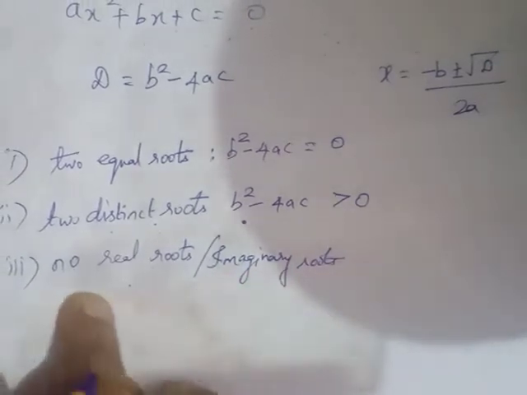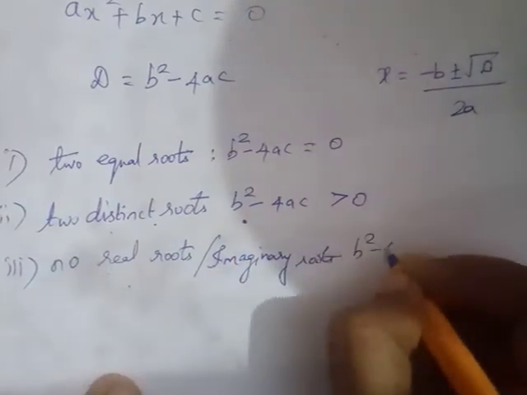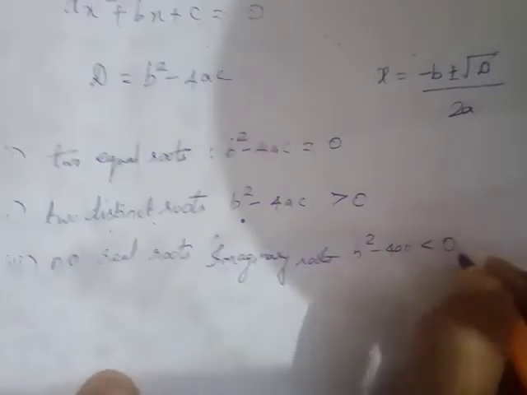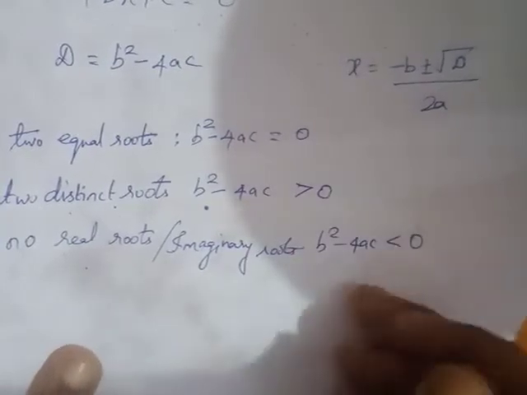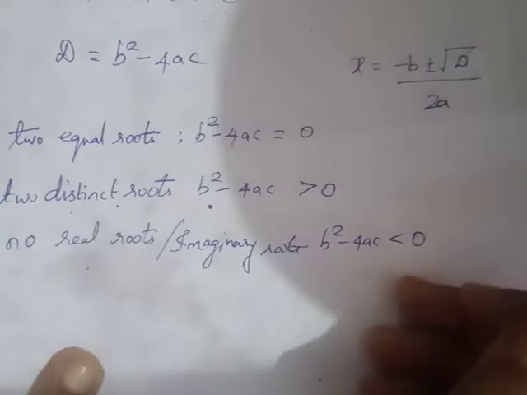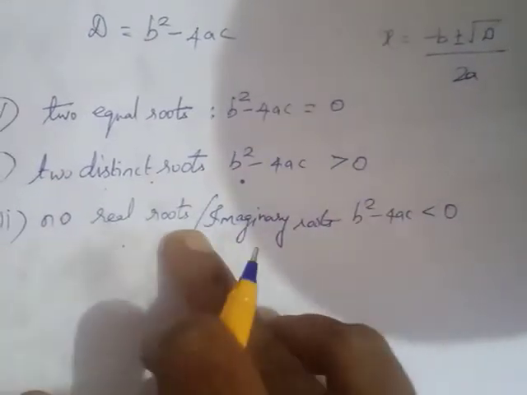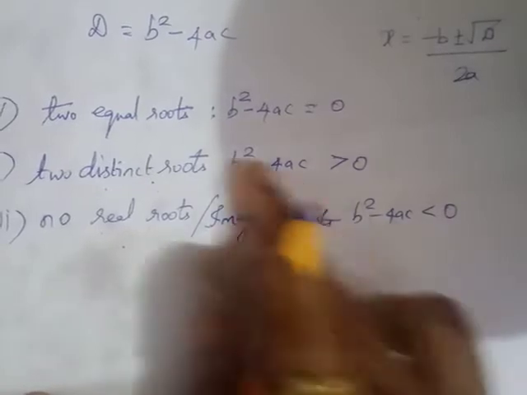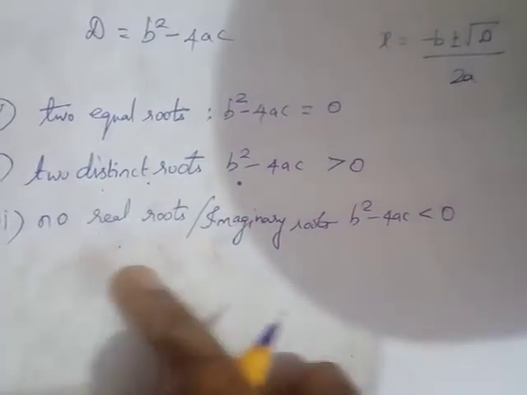When there are no real roots or imaginary roots, in that case b square minus 4ac will be less than 0. If it comes negative, like minus 1 or minus 2, you no need to find out the answer. You can just write no real roots or imaginary roots. About imaginary roots you will be learning only in 11th standard. You just write the answer as no real roots.